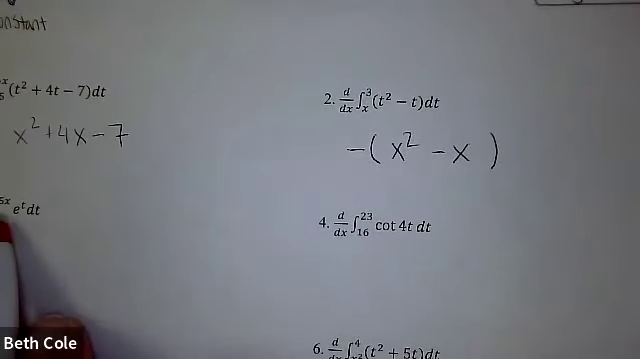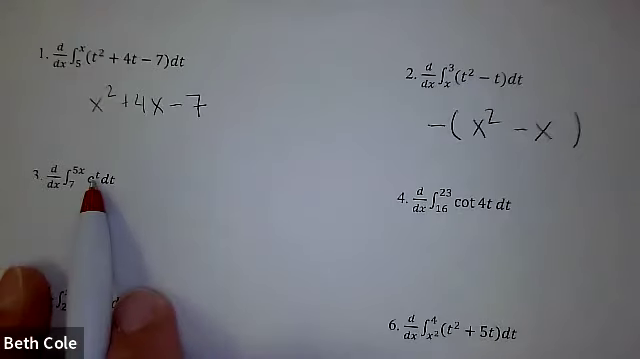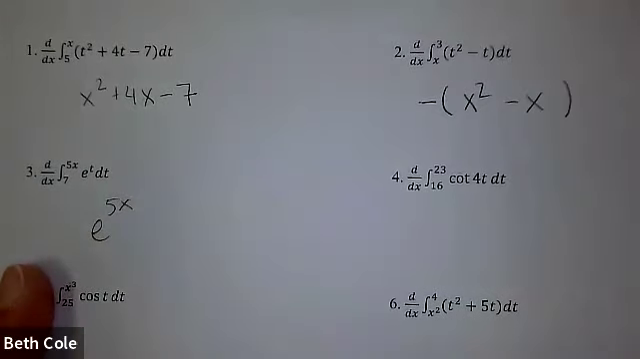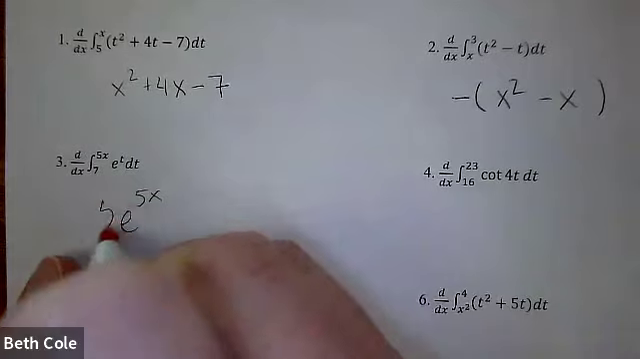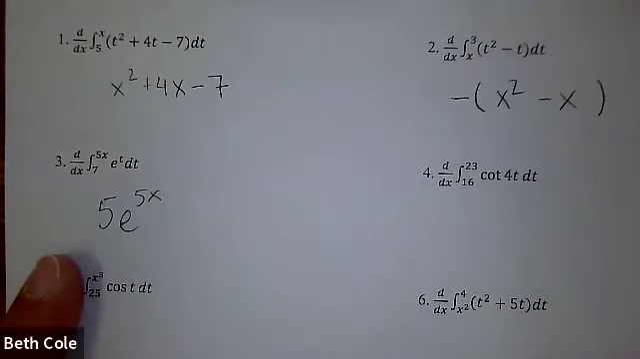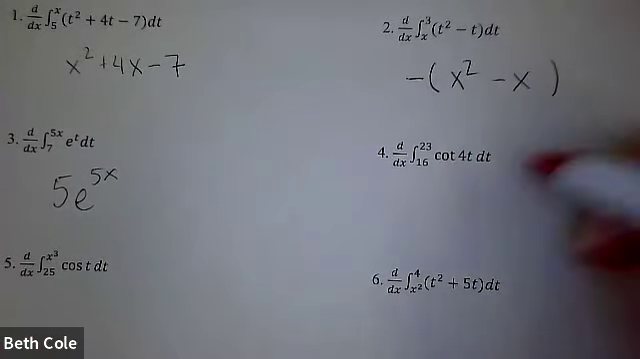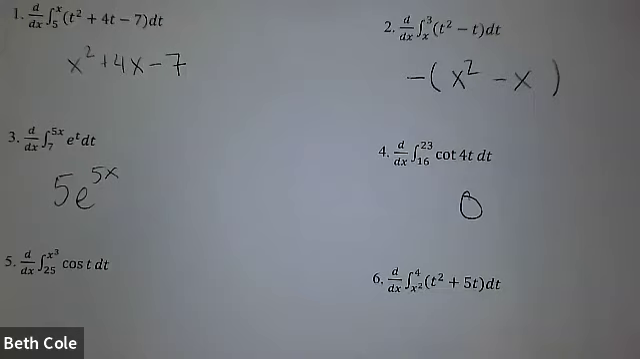All right. Now this one, we're going to plug in 5x. So it's going to be e to the 5x, but times 5. I'm going to just go ahead and put that out front. If you put chain rule dot and then a 5, fine. Okay. How about this one? Why is it 0? Constant. Derivative of a constant is 0.